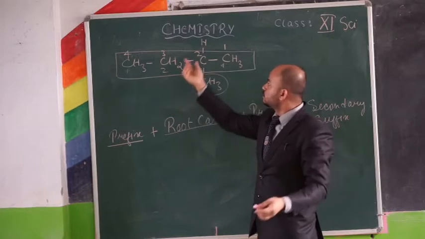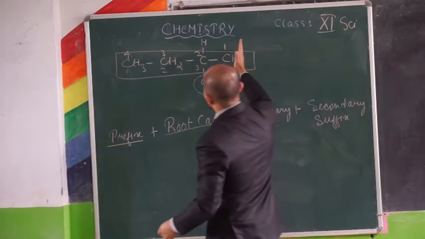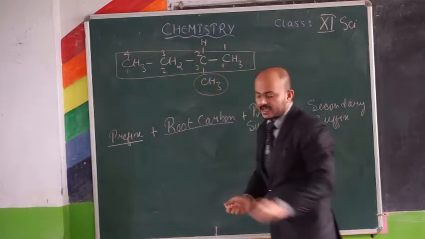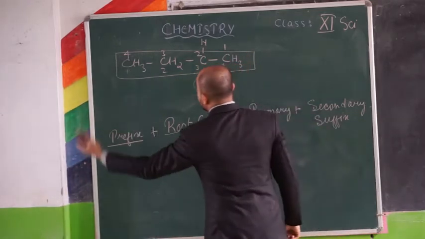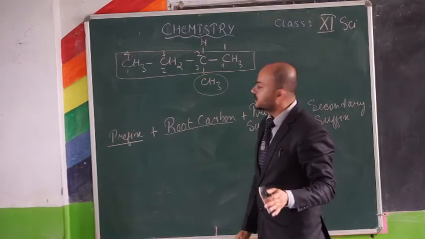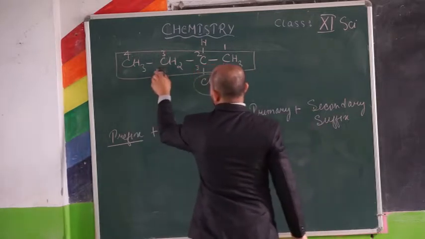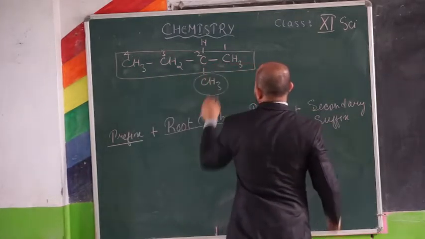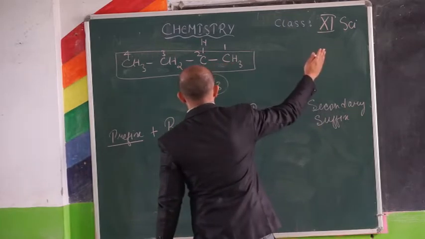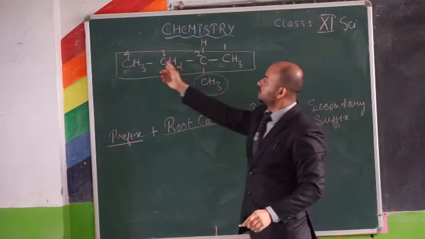Now you know it, 2 is lower than 3. Therefore the rule says that you have to start numbering from your right hand side. If you start numbering from your left hand side, then your naming of this compound will be wrong. So the numbering of the carbon chain has to be done from the right hand side. 1, 2, 3, 4.